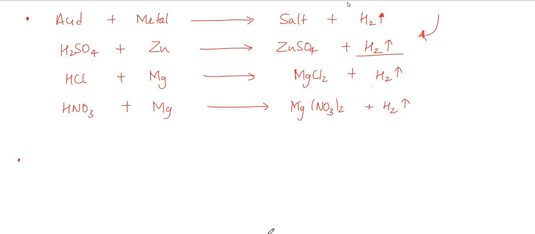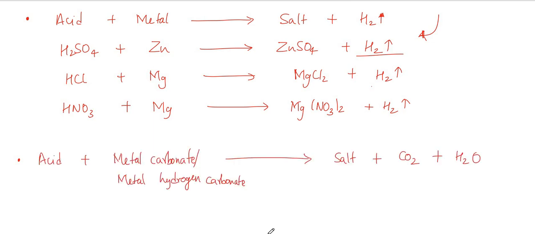So our next property is when an acid reacts with a metal carbonate or metal hydrogen carbonate, which is commonly known as metal bicarbonate. It will form a salt, water, and carbon dioxide gas will liberate. I repeat, when an acid reacts with metal carbonate or metal hydrogen carbonate or metal bicarbonate, it will form salt, water, and carbon dioxide gas. Wait, I am writing it. Acid reacts with metal carbonate to form salt, CO2, and water.